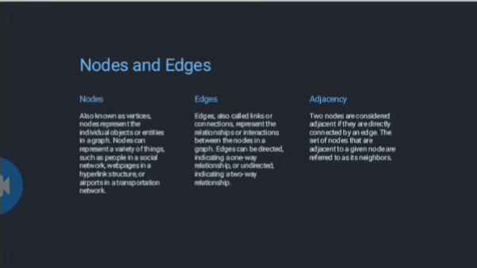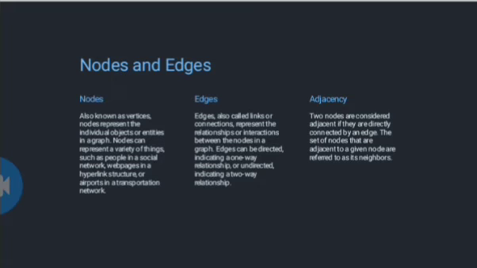Edges, also called links or connections, represent the relationships or interactions between the nodes in a graph. Edges can be directed, indicating one-way relationships, or undirected, indicating two-way relationships.